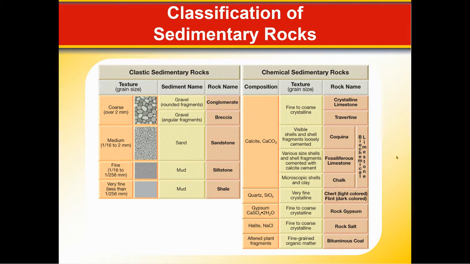Here's our classification of sedimentary rocks. Here are my clastic sedimentary rocks and my chemical sedimentary rocks. Clastic, remember, are classified by the size of the grains, size of grains. Whereas for chemical sedimentary rocks, we have composition and texture.